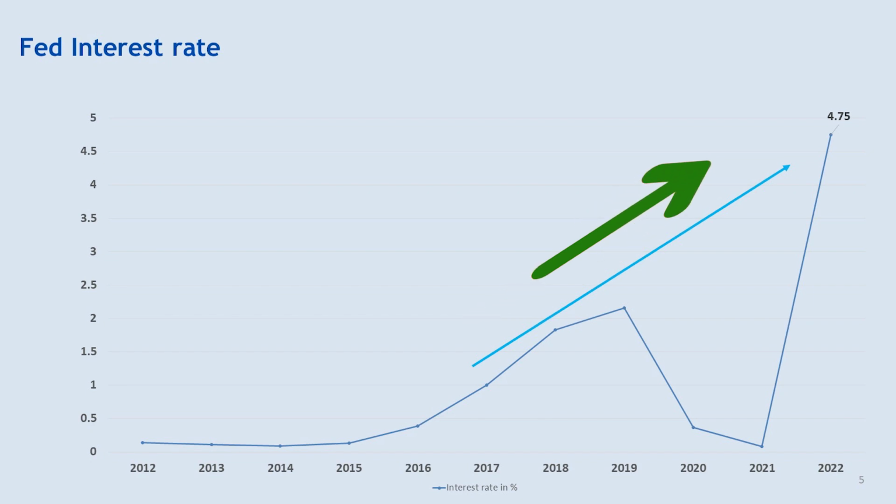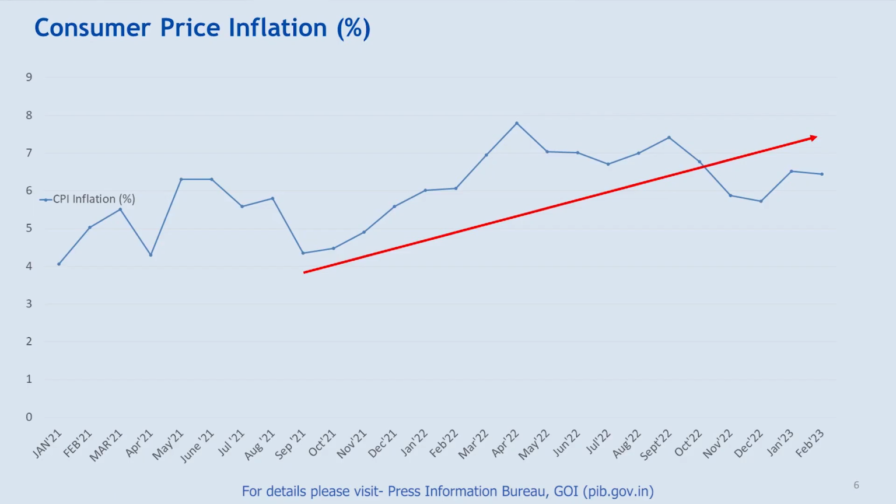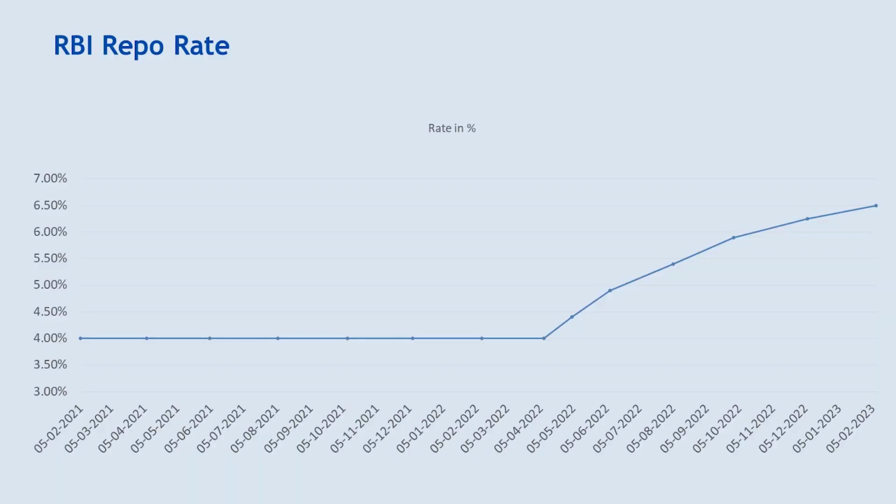Coming to India, almost a similar situation exists here as well. Consumer inflation started raising its ugly head somewhere in the last quarter of 2021. RBI had to take note of it and started increasing interest rates. It increased interest rates from a level of 4% to currently 6.5%, which is an increase of 250 basis points in a period of less than 12 months.